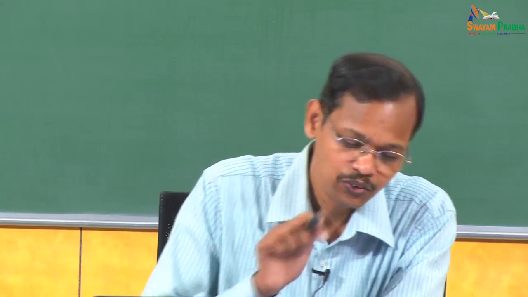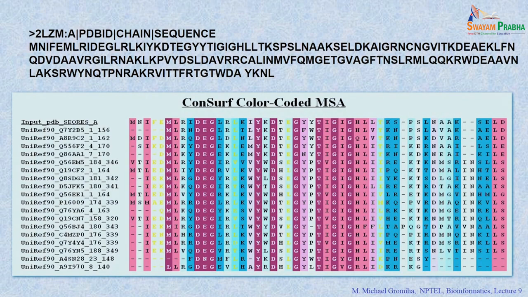But there are several issues. If your PDB ID or your sequence does not have a sufficient number of homologous sequences, you do not get any results, you cannot calculate the conservation. In the case of AL2CO, depending upon the sequences you give, you will get the results. That is the difference between the different servers. So if you give this ID, it gets the sequences from the UniProt database, and then finally it aligns them.